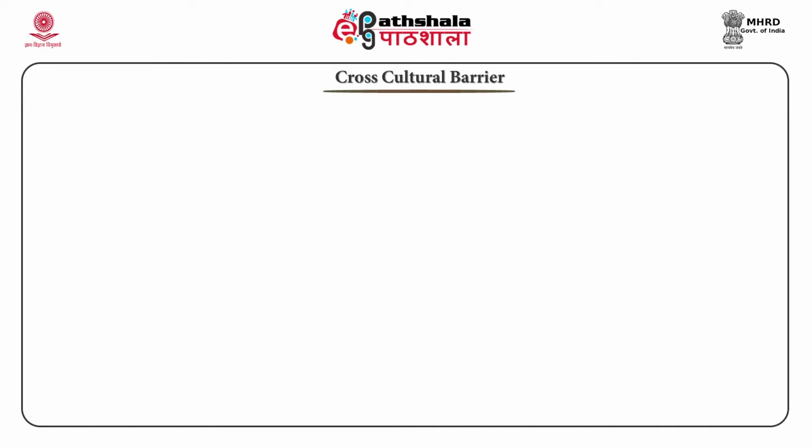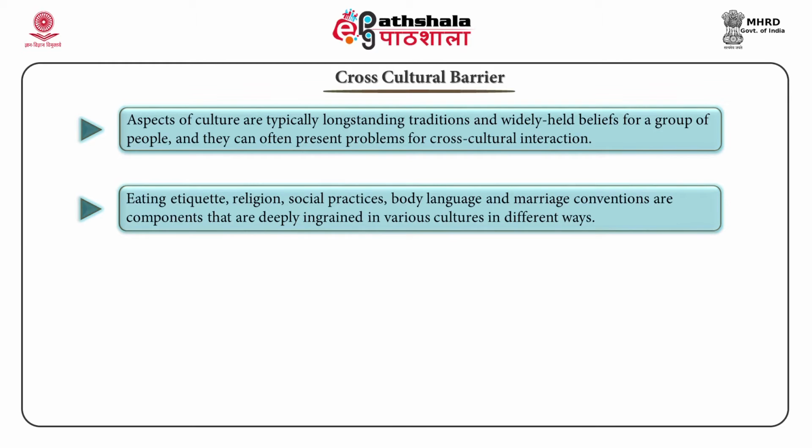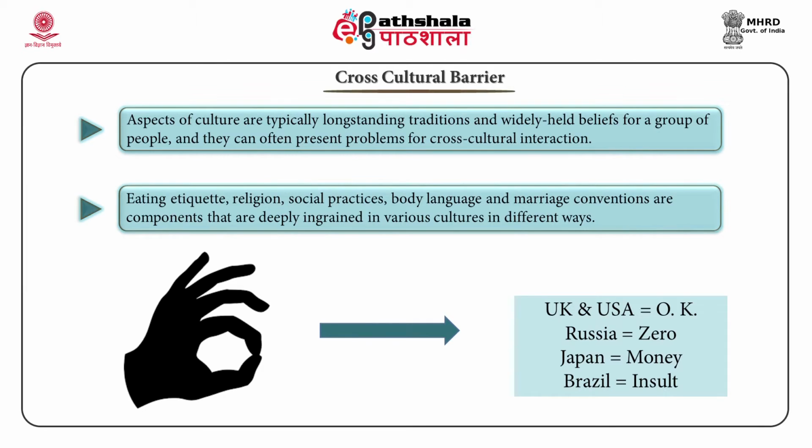Cross-cultural barrier refers to the way in which specific cultural components pose problems or obstacles to cultural exchange and integration. These aspects of culture are typically long-standing traditions and widely held beliefs for a group of people, and they can often present problems for cross-cultural interaction. Eating etiquette, religion, social practices, body language, and marriage conventions are components that are deeply ingrained in various cultures in different ways. The example on the slide clearly shows how the sign is perceived in different countries.